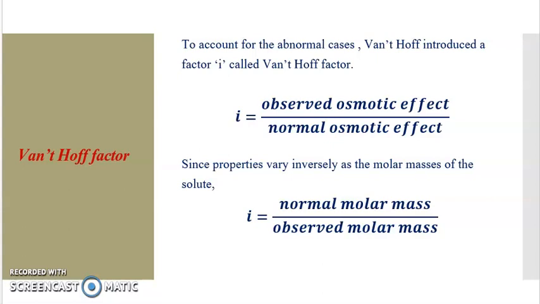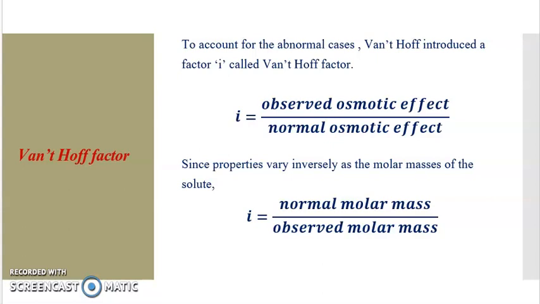And we know the properties vary inversely as the molar masses of the solute. So i can also be written in terms of molar masses of the solute as i equals normal molar mass divided by observed molar mass. The observed molar mass is the molar mass of the solute found in the experiment.